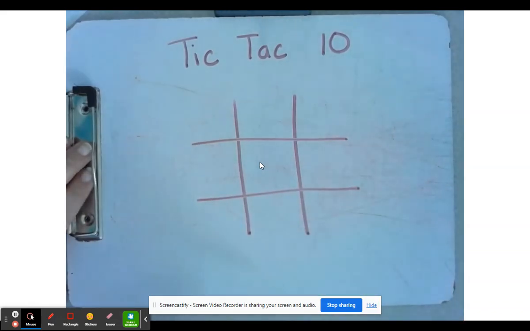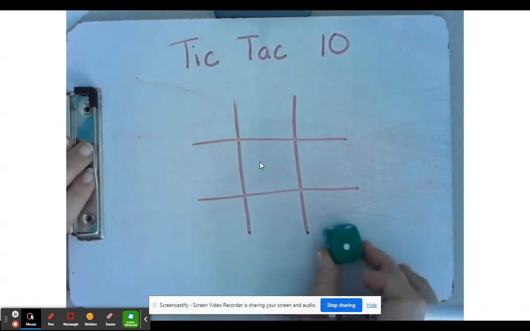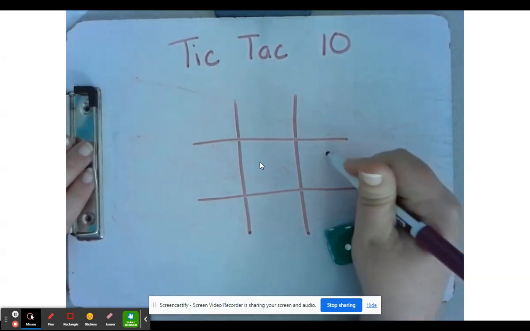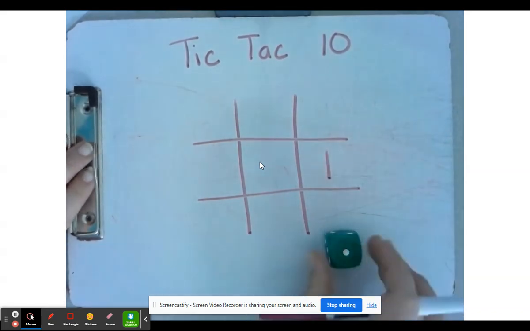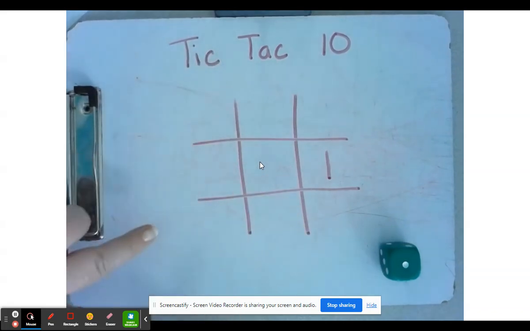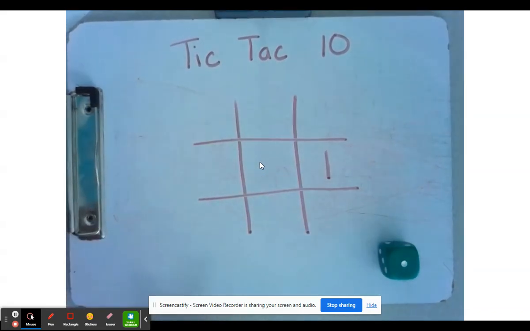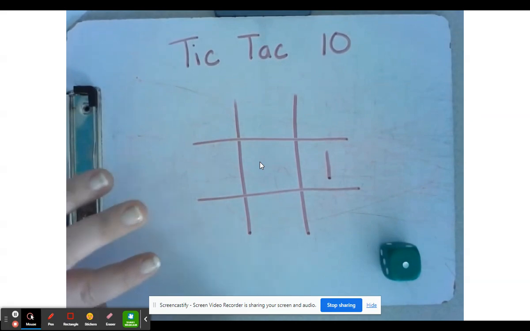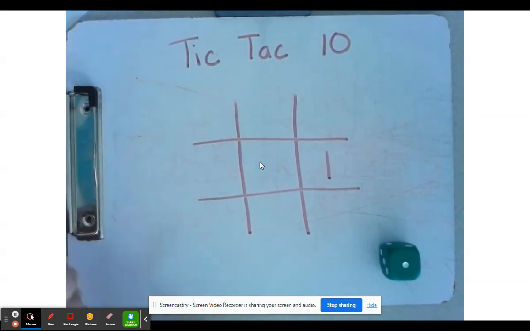and then the first player rolls the dice. I rolled a 1, so I'm going to put a 1 in any box. The goal of the game is to get one row to add up to equal 10. So it doesn't really matter if you're X's and O's or what colors you are, because whoever can make that row equal 10 will be the winner.